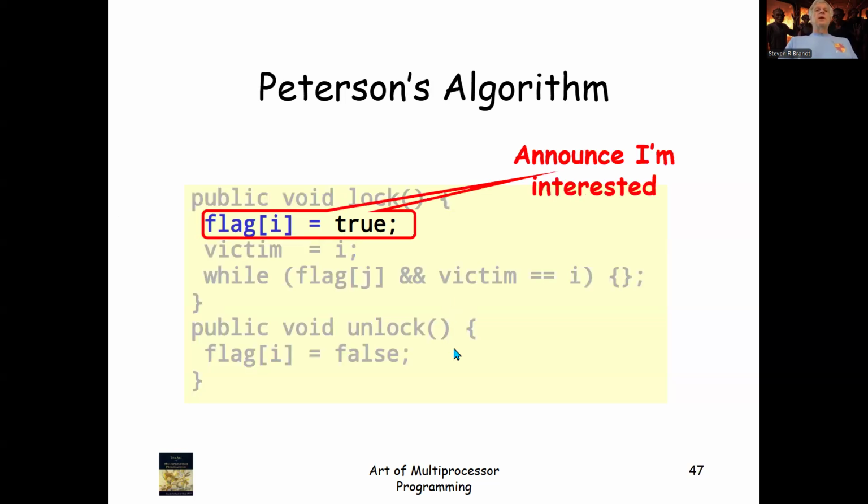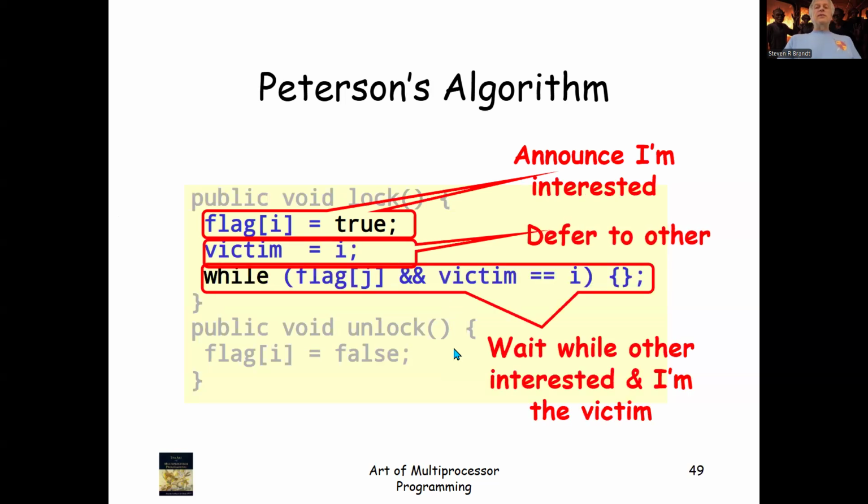All right. So now that you're interested, defer to the other and then wait. Now, the other thing I do whenever I write a program like this and I have something waiting is inside this curly bracket I call thread.yield. And why do I do that?